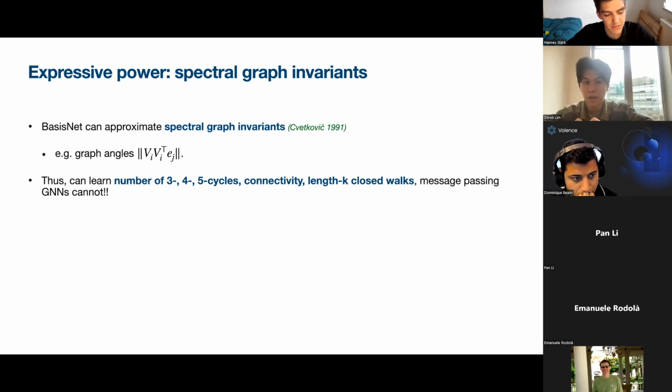So actually, BasisNet can universally approximate these graph angles. And what this means is that people studied graph angles in the past, so we're just going to copy and paste their results. Then we know that BasisNet can learn to count the number of 3, 4, or 5 cycles of a graph. It could learn to tell whether the graph is connected or not. And it could learn the number of length k closed walks on the graph. And actually all of these message passing graph neural networks cannot learn that. So just by learning the spectral graph invariant, we do very well in terms of the combinatorial stuff we could learn as well.